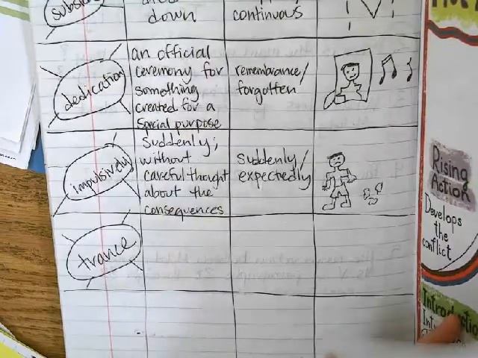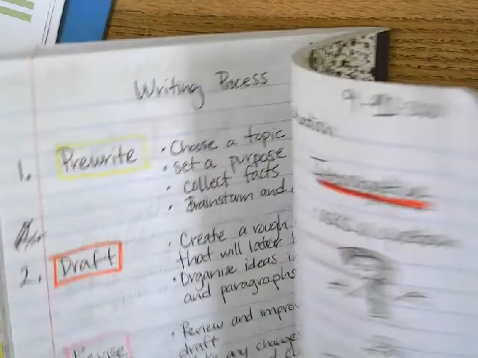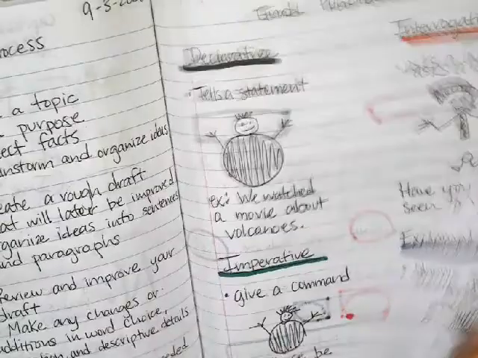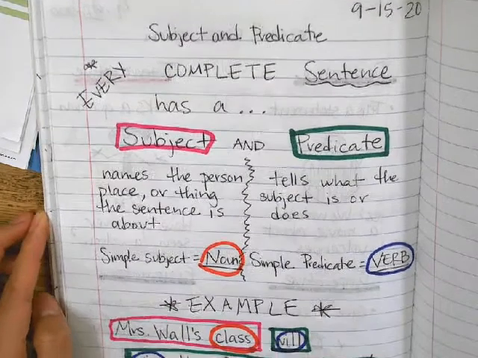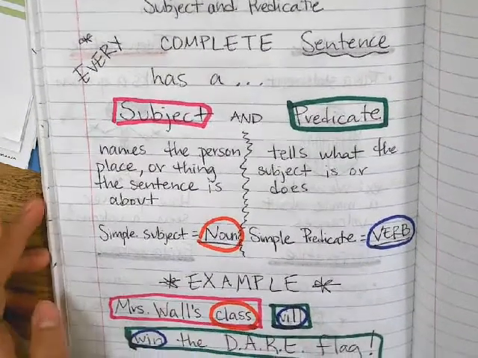So that was it for reading. And then over in our writing journal, we did write these notes for subject and predicate. This is for English language arts.